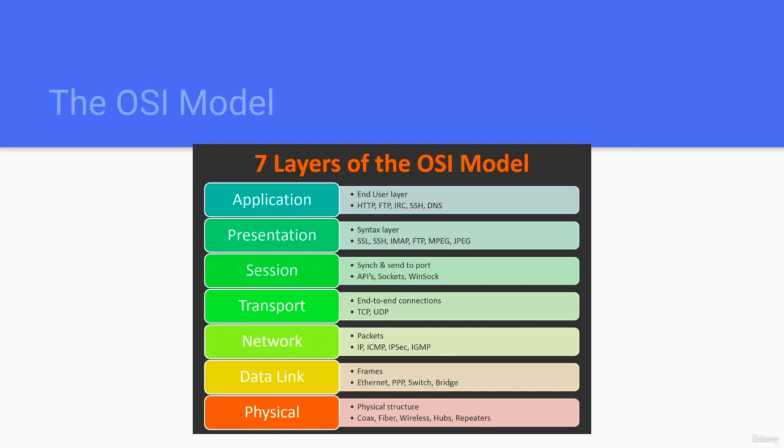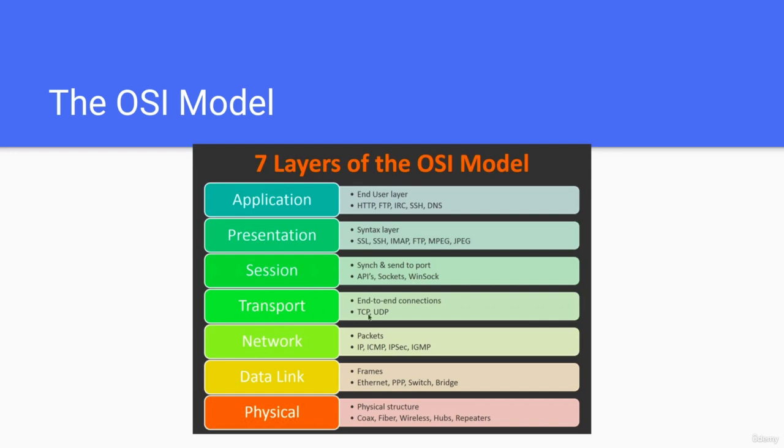So let's have a look here, as you can see. So here are the 7 layers we have. We have the application layer, the end user layer: HTTP, FTP, IRC, SSH, DNS. We have the presentation layer, the syntax layer: SSL, SSH, IMAP, FTP, and you can see that FTP exists in both the presentation and the application layers. We have the session layer for sync and send to port, API sockets, WinSock, and so on.